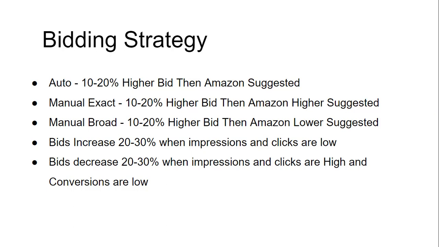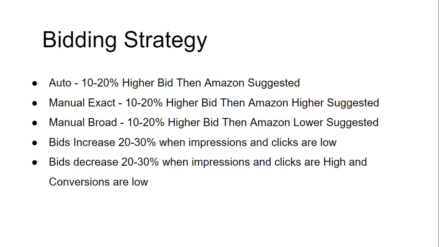Then, moving forward to manual exact, we set the bid 10 to 20% higher than Amazon's suggestion, because we are targeting an exact set of keywords and exact ASINs. In manual broad, we are targeting broad keywords, so we set our bids lower than Amazon's suggestions, 10 to 20% lower.